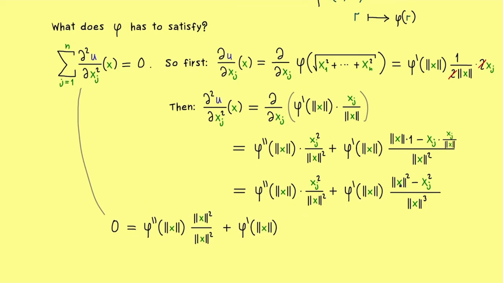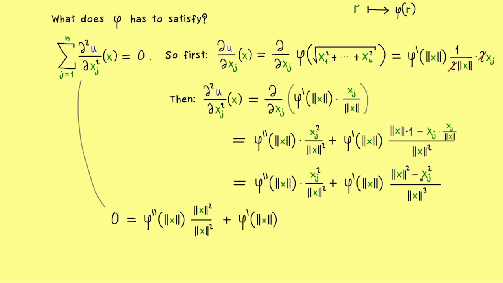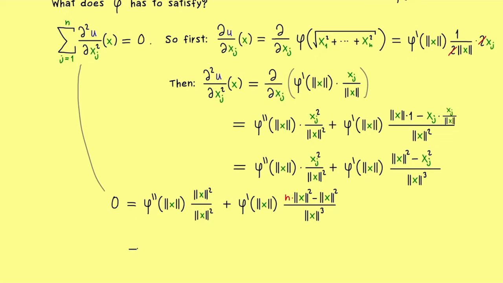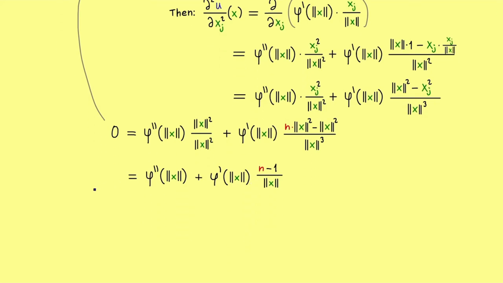And then for the second part here, we also have the norm of x squared there. However, please note that we have a sum over n terms, which means that this constant term here actually occurs n times. And there we have it. This is what Laplace's equation tells us for the function phi. The second derivative plus the first derivative times n minus 1 divided by the norm of x is equal to 0. In other words, what we get out here is an ordinary differential equation for phi.